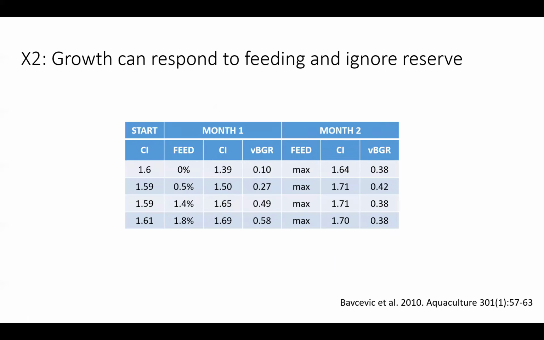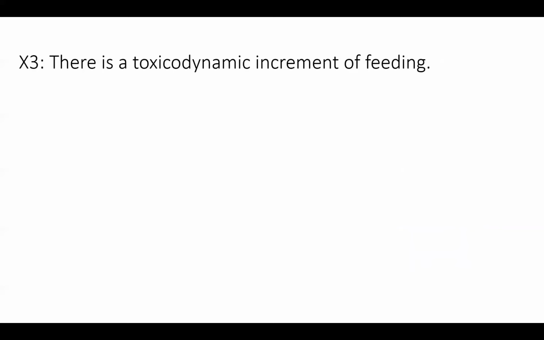So growth can respond to feeding and ignore reserve. This was a 2-month experiment. First, fish were differentially starved and then fed to the maximum. Even though they did not have the same conditioning, hence not the same energy reserves, they grew at the same rate. So that shouldn't be happening in a standard DEB. There are other stylized facts that are at odds with the standard DEB.